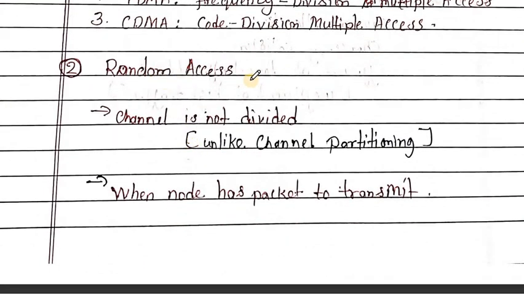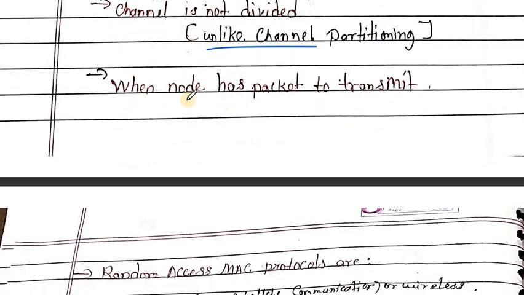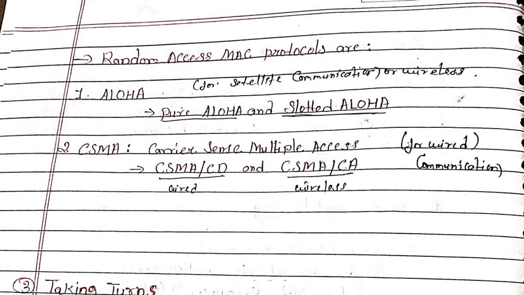Now the random access, which is a part of our syllabus. In random access, the channel is not divided. Here we don't divide the channel into time slots or any other parameters. Unlike channel partitioning, when the node has a packet to transmit, it transmits. The protocols of random access are Aloha and CSMA.